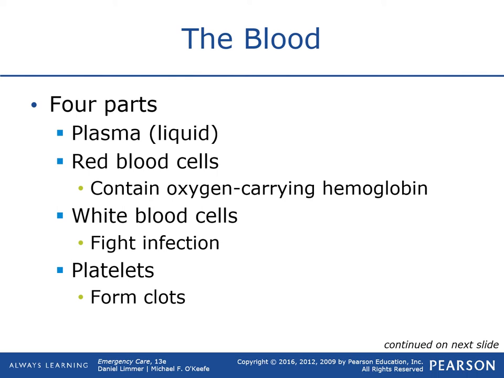Plasma accounts for about 54% of our blood volume. Red blood cells are responsible for about 45% of our blood volume. And then our white blood cells and platelets combined only account for about 1% of our blood volume. So we're very heavy in plasma and red blood cells, and our white blood cells and platelets are a very small amount of what's actually in the blood.